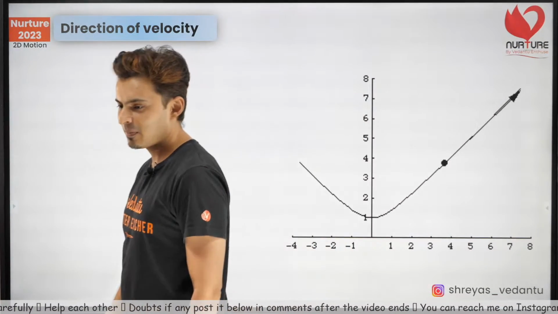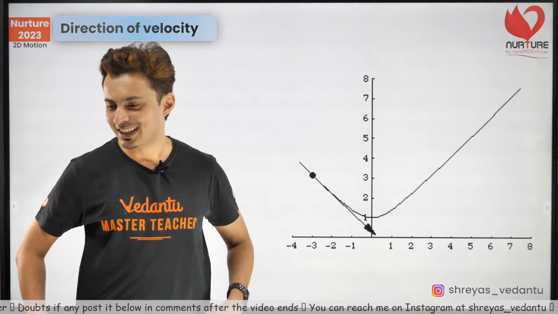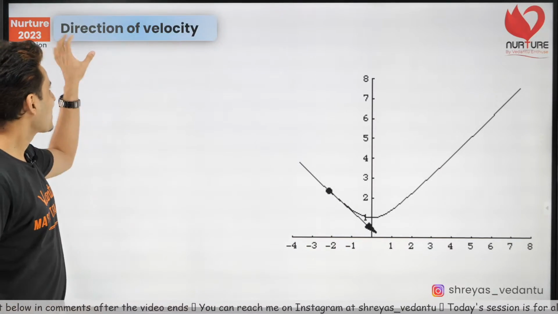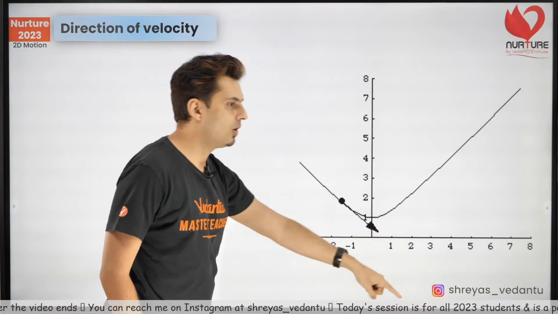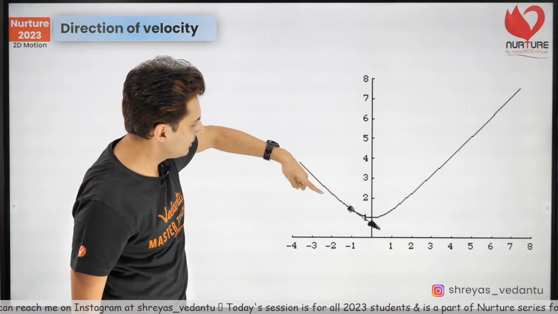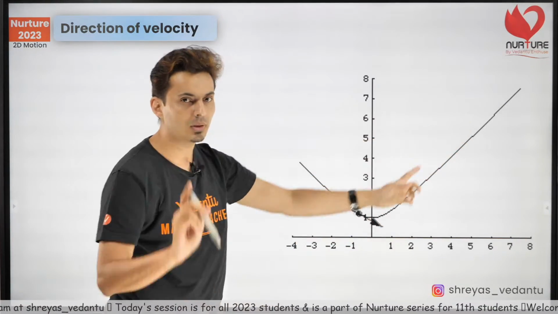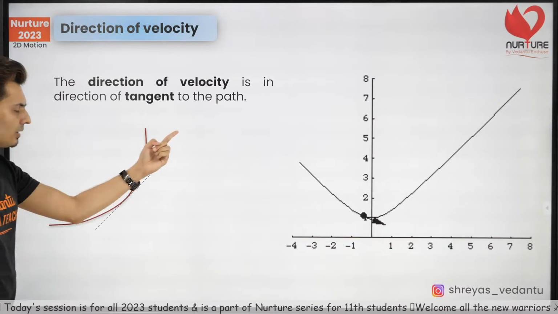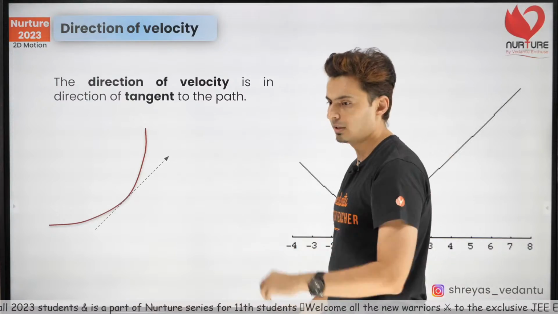Direction of velocity. Looks like many people did not understand it. Anyways, it's okay. Now, direction of velocity is always along the tangent drawn to the path. If a car is going like this, obviously the velocity will be directed along the tangent drawn to the path. As simple as that. This is a path, you draw the tangent. The velocity is always tangential to any curve or any path that you take.